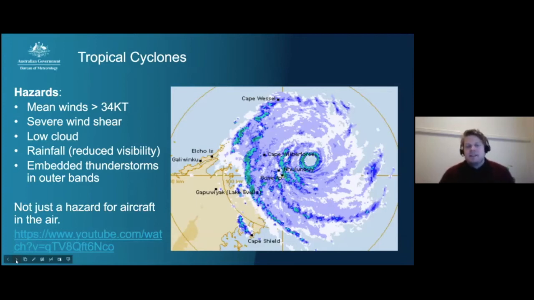And you can also get those embedded thunderstorms. You can see on the radar image here, there are these stronger rain bands coming out from the tropical cyclone, and that's when you can get those thunderstorms as well. Something to note here too is it's not just a hazard for people flying in it, it's also a hazard for aircraft or anyone on the ground as well. A lot of damage is done to not only aircraft, but anything on the ground in its path.